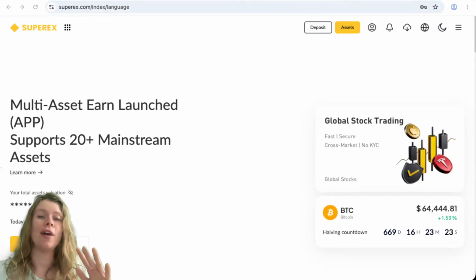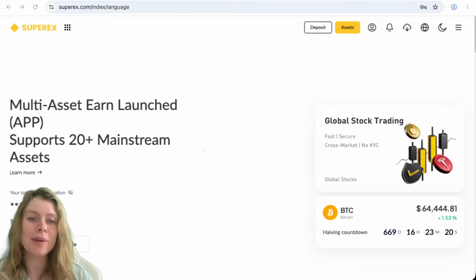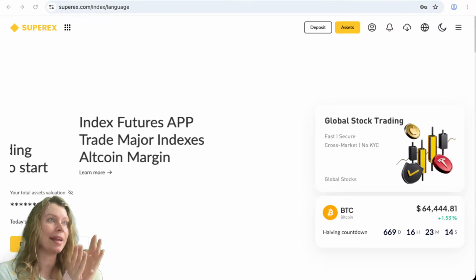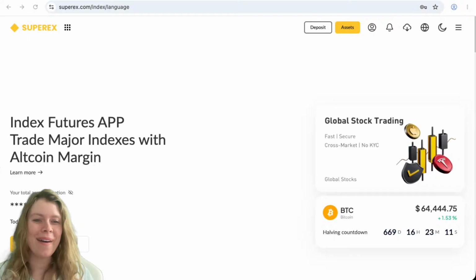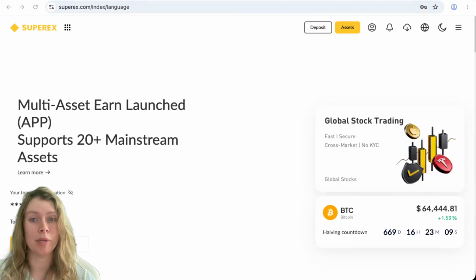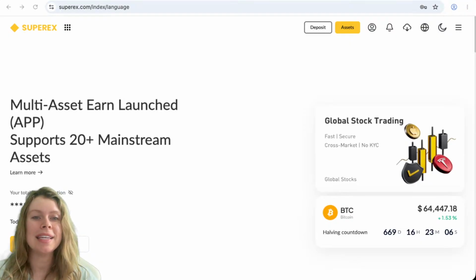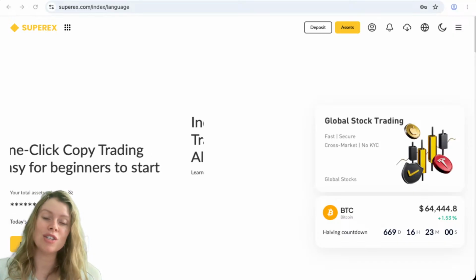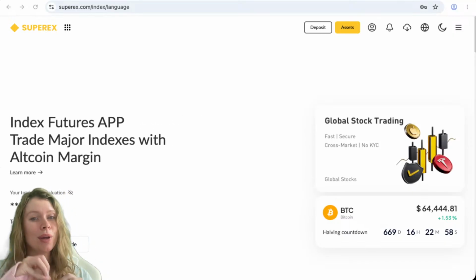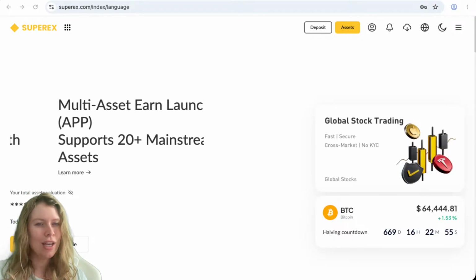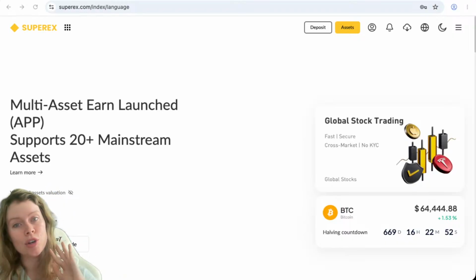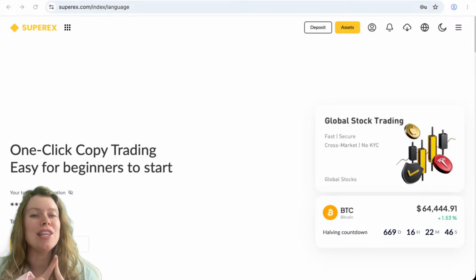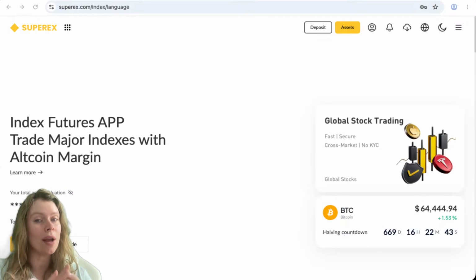But to start us off, for anyone who does not know what crypto is, I'm going to make sure you guys have a basic understanding of crypto and how to set up an account on SuperEx. Cryptocurrency is digital money that exists online. It isn't controlled by a bank or government. Instead, it runs on blockchain technology, which securely records transactions in a transparent way. Some common examples are Bitcoin, Ethereum, and USDT. Bitcoin is often seen as digital gold. Ethereum powers applications, and USDT is a stablecoin that stays close to $1.